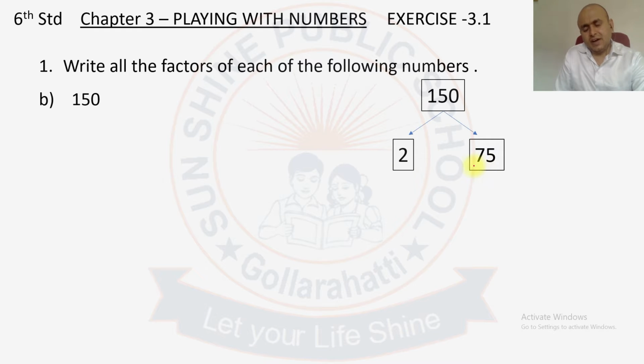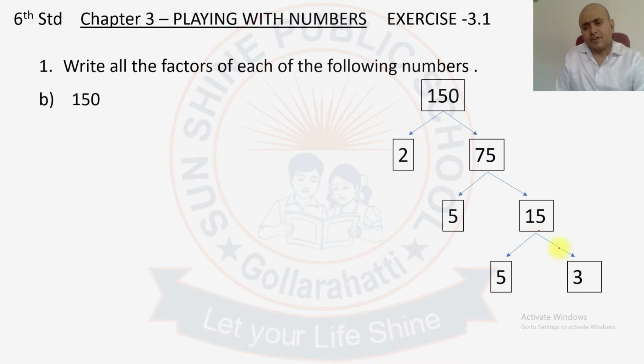That means next 75 can be divided by 5. So if we divide by 5, 5 1s are 5, correct. Then next remainder is 2, next 25. So 5 5s are 25, that means 5 15s are 75. If you do division this way it becomes easy for you. 5 15s are 75, and 15 we can also divide further, 15 also divides, that is 5 3s are 15.